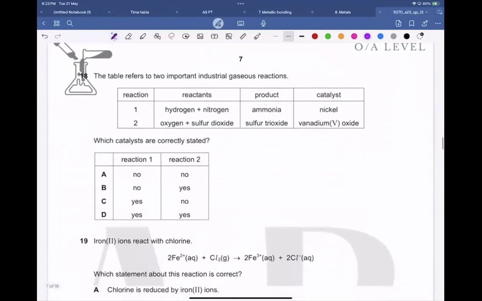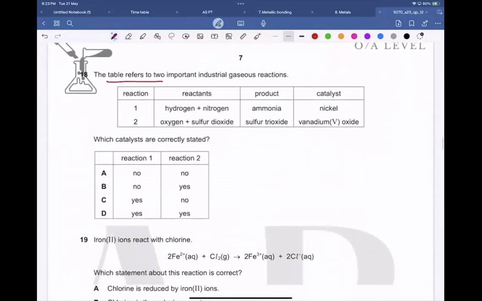Now, question number 18. The table refers to two important industrial gases and their reactions. In reaction one, hydrogen and nitrogen react to form ammonia, and a nickel catalyst is used. In reaction two, oxygen and sulfur dioxide react. Which catalysts are correctly used? In reaction one, the catalyst is not correct. It's iron, right? And in reaction two, the catalyst is used correctly. So it means this one is the correct one. So A, C, and D go wrong, and B is the correct answer.